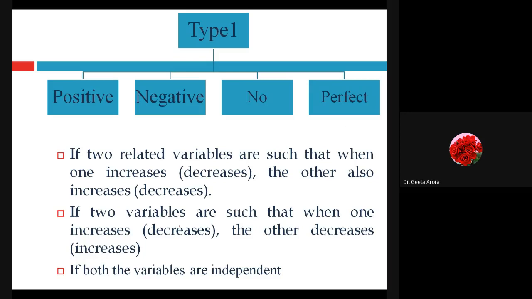So that is a positive correlation, and this is the best way to learn: either the two things are increasing together, or if one is decreasing, another is also decreasing, correct? And it is negative when one is increasing and one is decreasing, or when one is decreasing, another is increasing.